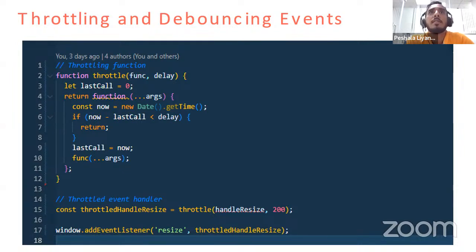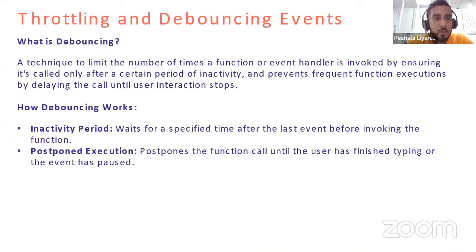Basically, what this throttle function does is that it checks whether the handle resize function is already running and whether it took 200 milliseconds. If it is already running, it doesn't run the function again. If not, it will run. So that's what this throttling means. Then let's move on to the debounce part.